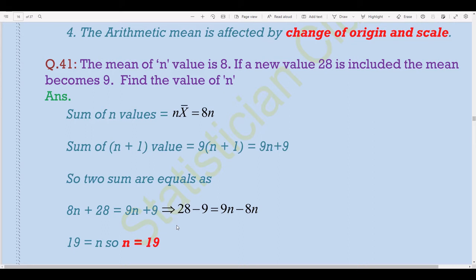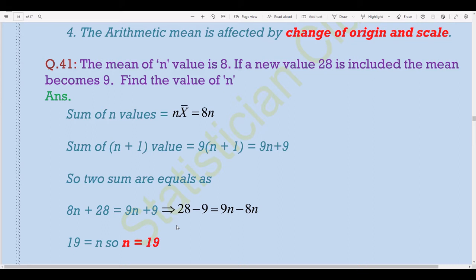So the arithmetic mean is affected by change of scale. When you add something, the answer of your mean is changed. When you subtract something, the answer of your mean is changed. When you multiply something with your data set, your answer will change. When you divide something with your data set, your answer will change. So the arithmetic mean is affected by change of origin and change of scale. This is the fourth property.